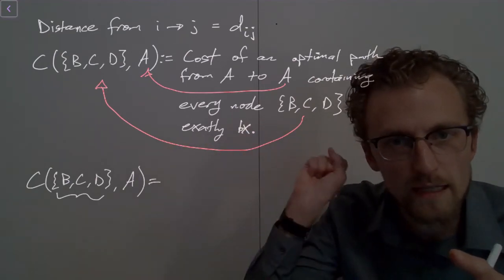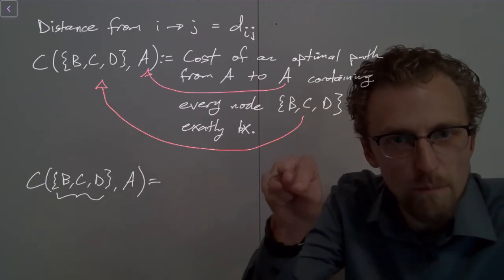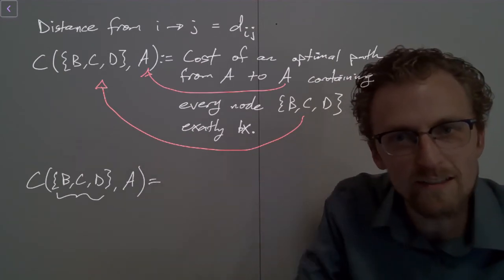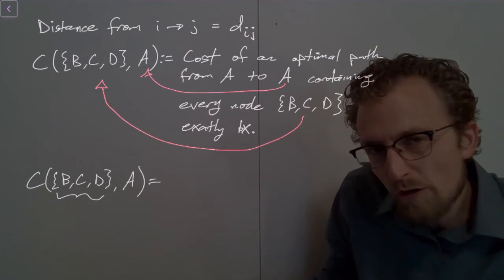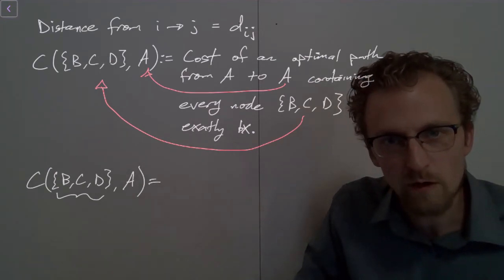So if you remove the last segment, let's think about what nodes could possibly be the penultimate node, the second to last node. Well, if we don't know anything about the problem, those nodes could be any of B, C, or D.